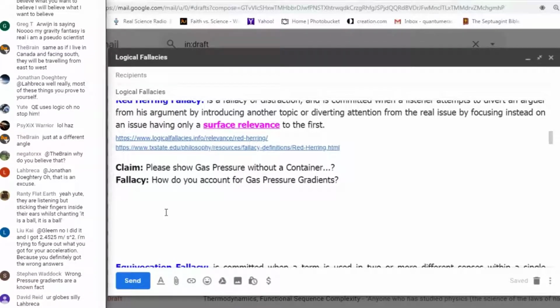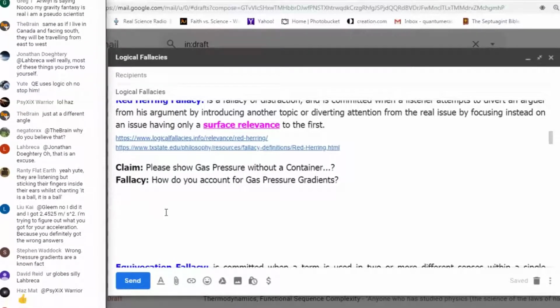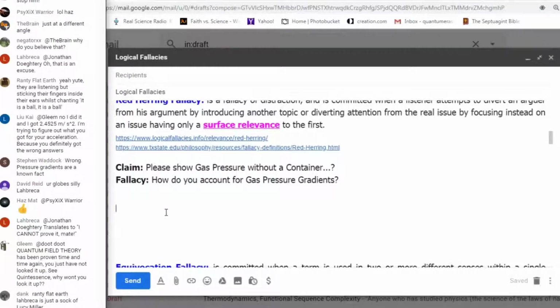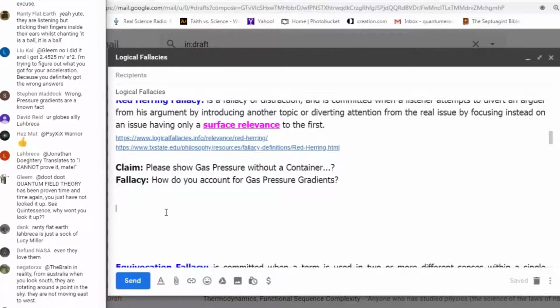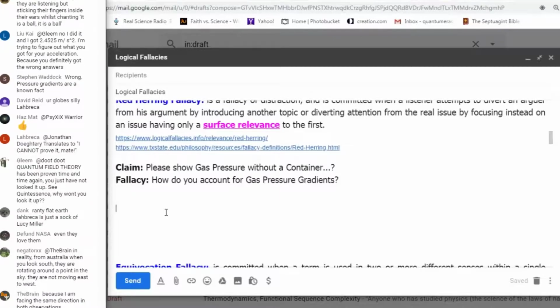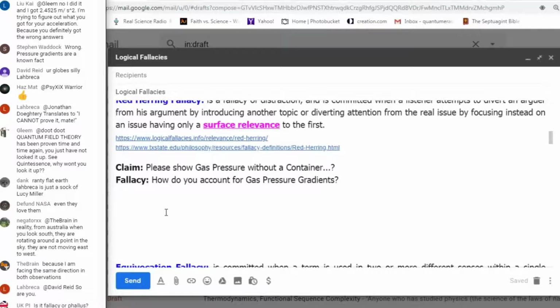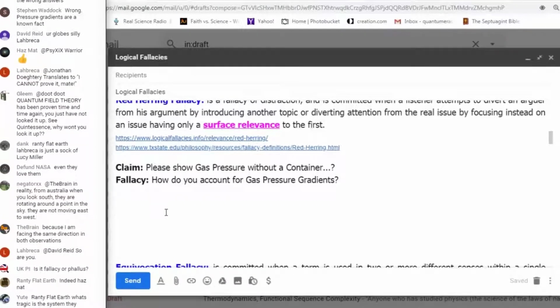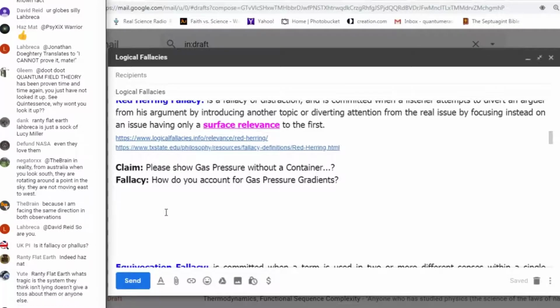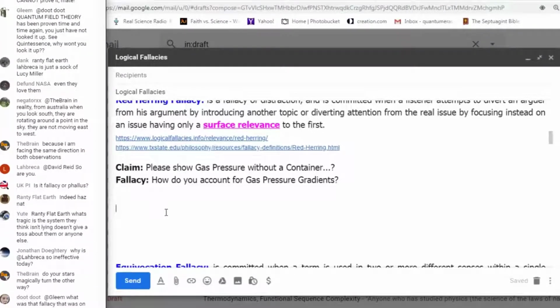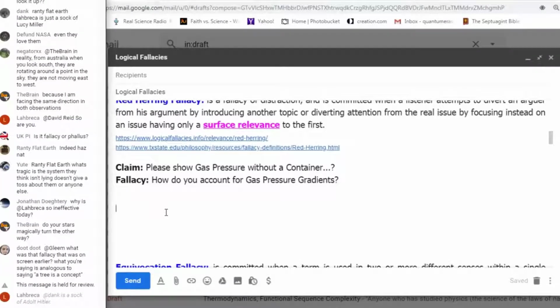In order to have a gas pressure gradient, you've first got to have gas pressure. So the question still isn't answered. Addressing how we have a pressure gradient doesn't address how we have gas pressure without a container. Red herring fallacy. Yep, and as soon as it's presented, it's voided. So don't get upset when we void your crayon muncher argument because it's fallacious.